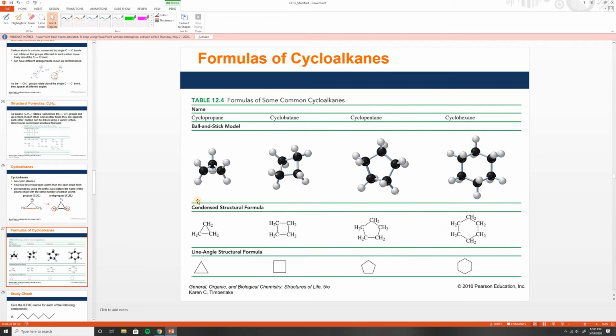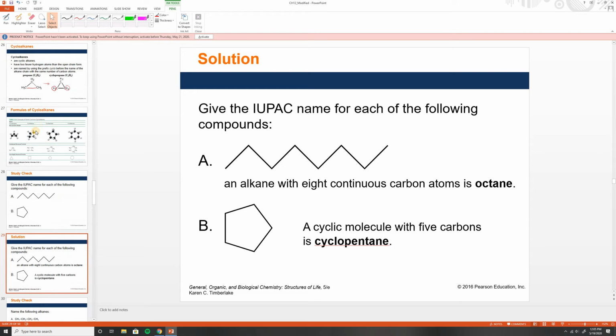It's not an isomer. So I'm going to learn about isomers, I think. Maybe. I'm not sure.